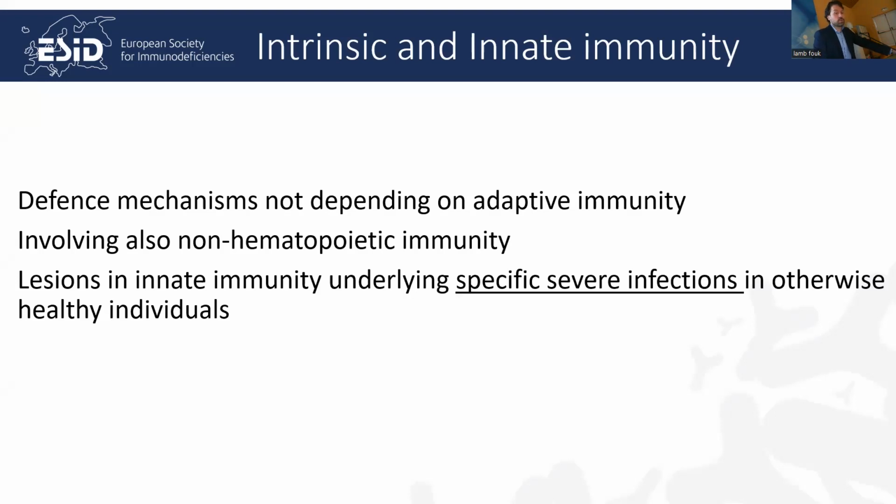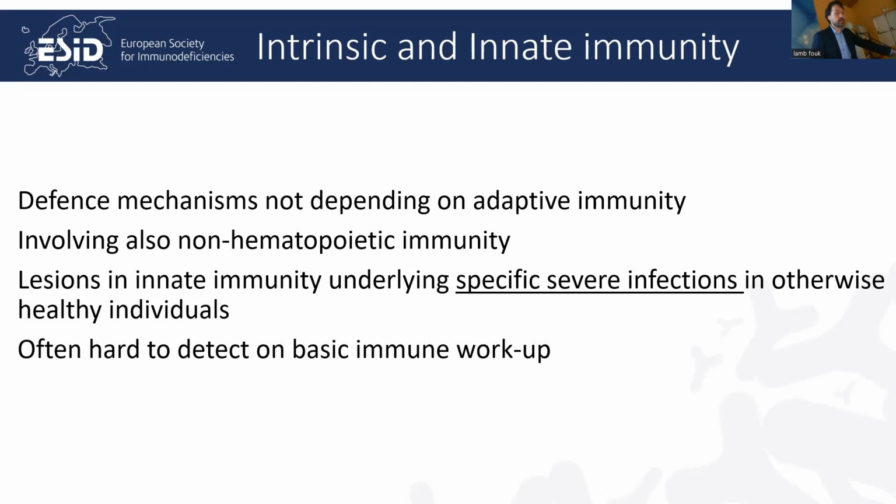Lesions in the innate immunity underlie specific severe infections, so the phenotype of the patient can be a single very severe infection while the patient was otherwise healthy. So as long as the patient did not encounter that single organism, they can live a normal life.